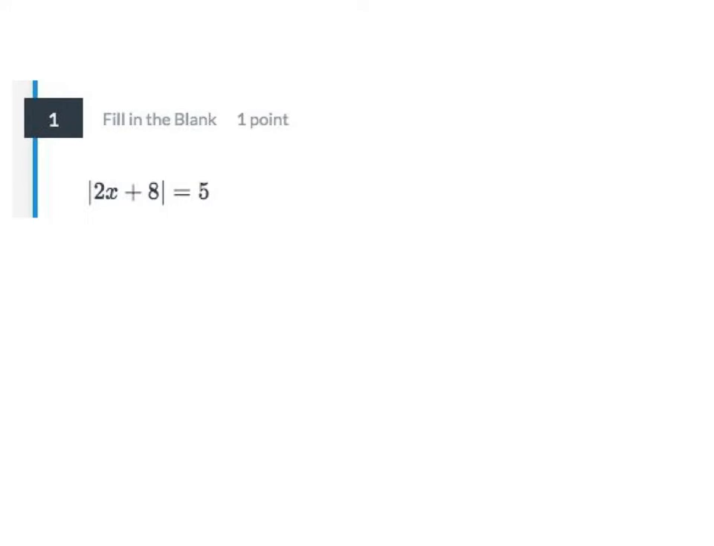All right, here is number one. So we're doing the absolute value. We need to remember our three steps for absolute value: isolate, judge, split. Isolate: is the absolute value by itself on the left hand side? That answer is yes. Now we're going to judge. We're judging this 5. It is a positive 5. If it is a positive 5, then we're going to go ahead and do the split.